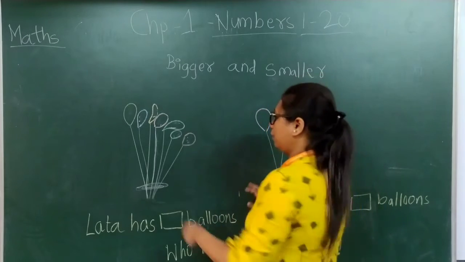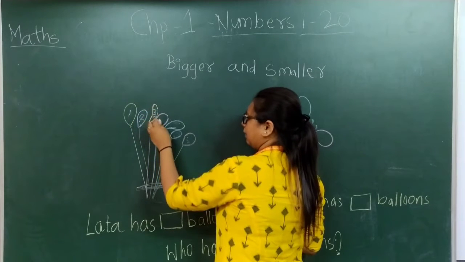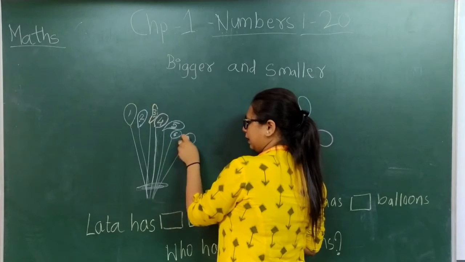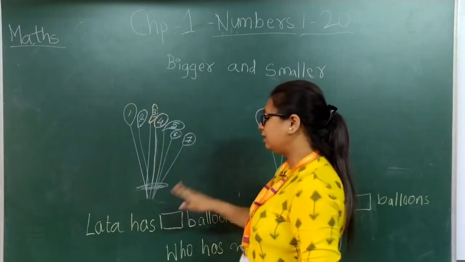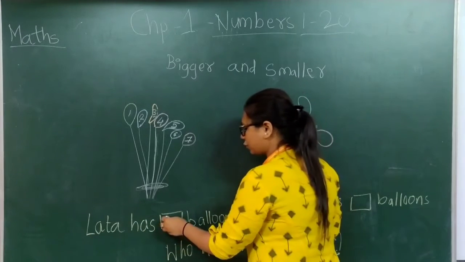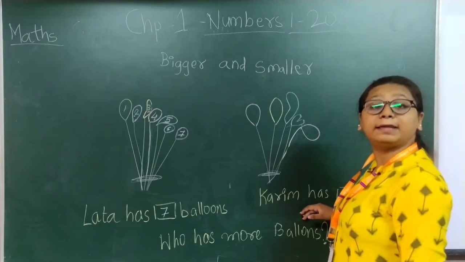Let's count. 1, 2, 3, 4, 5, 6, and 7. How many balloons does Lata have? 7 balloons. So Lata has dash balloons. So we'll write 7 over here. Okay, so now we'll count Kareem's balloons.